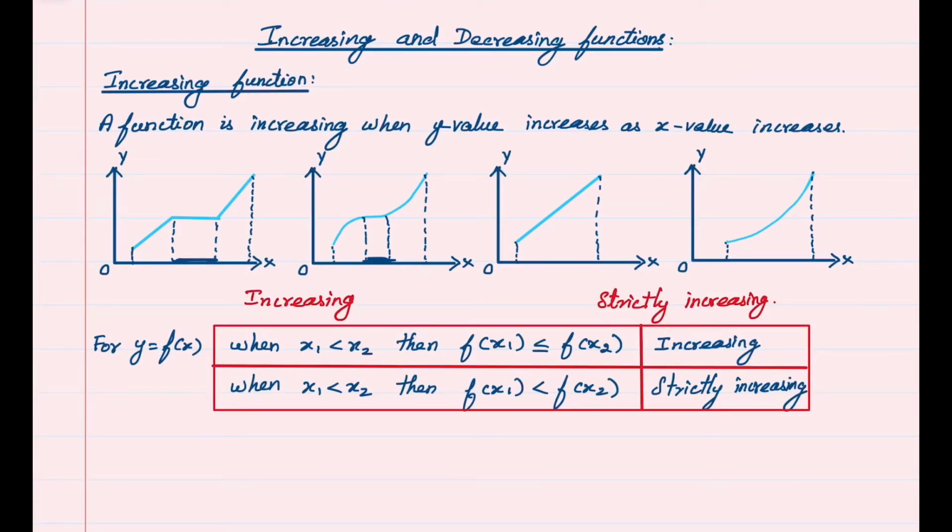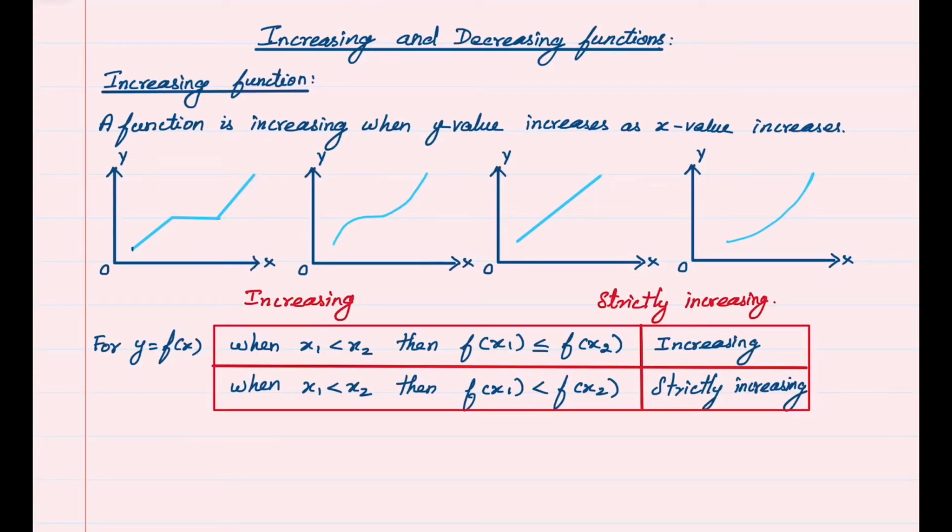Whereas in the third and the fourth figures, in the given interval, for x1 less than x2, we have f of x1 strictly less than f of x2. In these two figures, no two values of x will have the same f of x values. Therefore, we say that the function is strictly increasing in the given interval.